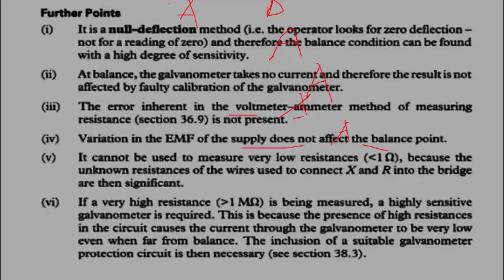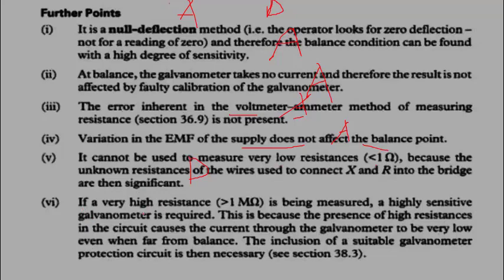It cannot be used to measure very low resistances because the known resistance of the wire used to connect X and R into the bridge is then significant. So this is a disadvantage. Kwamba kama unapima resistance kubwa, kawaida zile resistors za nyaya, vifaa vyuma vile ambavyo vina connect kwenye bridge au nyaya ambazo zinatumika ku connect hivi vifaa, connect galvanometer, zinakuwa sio significant sana. Lakini zinapokuwa very low resistances, zile zinaanza kuwa significant, kwa zinaweza kusababisha errors kwenye experiment.